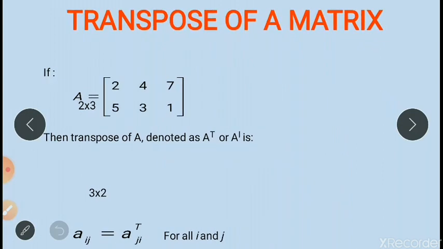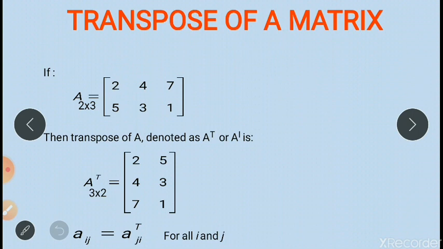Next, we should know what the transpose of a matrix is. Here, if you have the matrix A, the order of this matrix is 2 into 3. The A matrix is 2, 4, 7, 5, 3, 1. What is the transpose of a matrix? When we convert the rows into columns or columns into rows, it is called the transpose of a matrix.